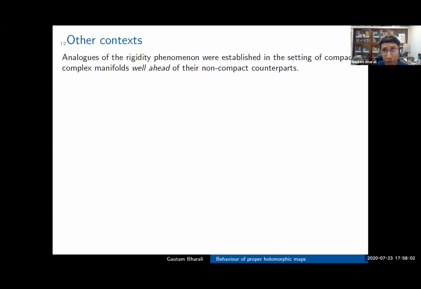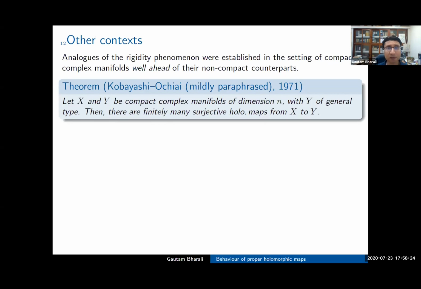But in fact, if I go to a different realm, if I look at abstract complex manifolds, if I'm not looking at domains in Cn, if I'm looking at a more general universe, then I want to point out that in the setting of compact complex manifolds, this geometric rigidity was established well ahead of their non-compact counterparts. And let's just look at a couple of examples. I choose to mention these examples simply because these happen to be geometry results that I, as an analyst, happen to understand and have used in my work. So this is a result by Kobayashi and Ochiai.